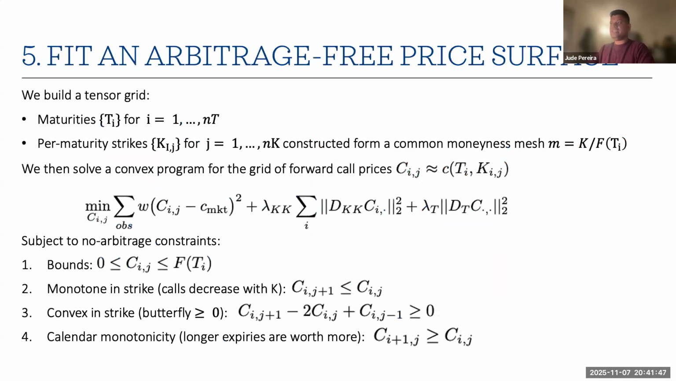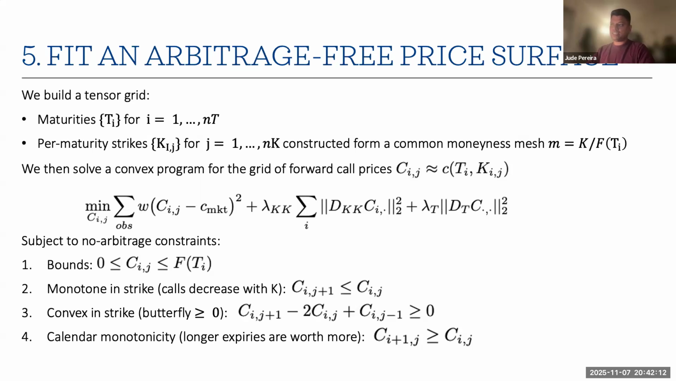Like I said, we'll be fitting an arbitrage-free price surface. In order to do that, we build a tensor grid of maturities and per maturity strike prices. And we then solve a convex optimization problem to fit this surface to the market data, and we set it up in such a way that it satisfies certain no arbitrage constraints.